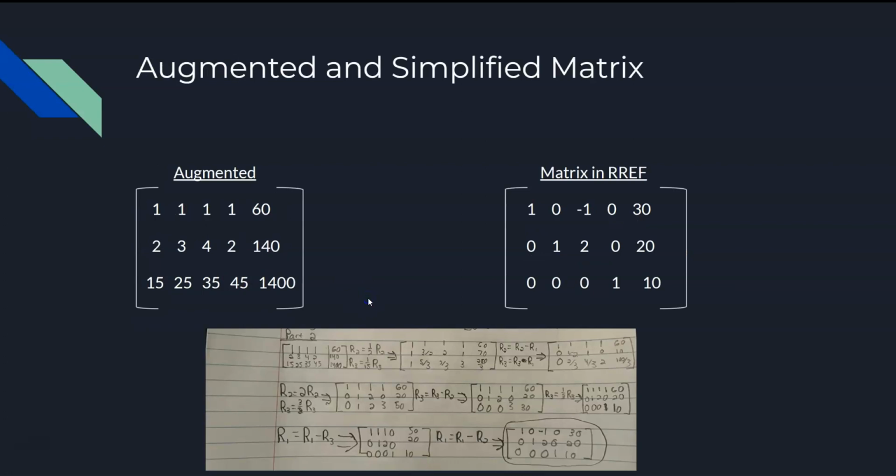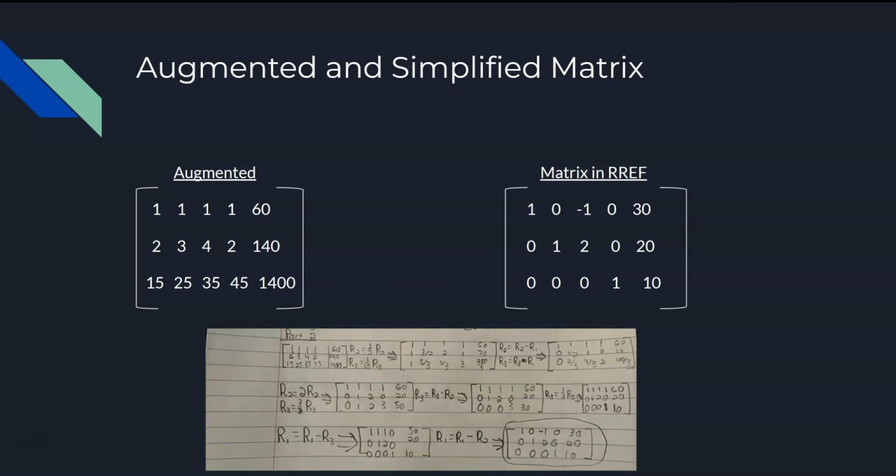And from these 3 equations, I was able to create the augmented matrix shown on the left, and then I was able to reduce it into reduced row echelon form, which is shown on the right, using the work shown below. The first step was to divide R2 by 2 and R3 by 15, and subtract R1 from R2 and R1 from R3.